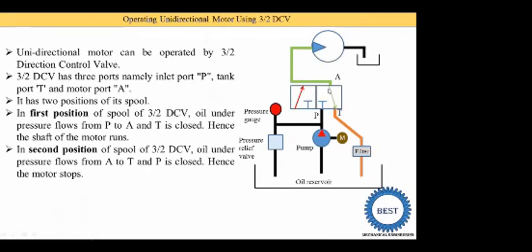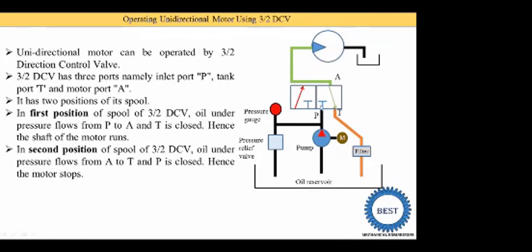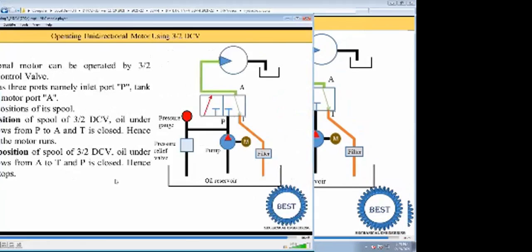Okay, now in the second position of the spool of the 3/2 DCV, oil under pressure flows from A to T. Why is A to T required? Because we need to stop the motor. When we stop the motor, oil present inside this motor is supplied through this pipe into the A port, and from the A port there is one pipe connection. So oil is supplied from port A to port T, and from port T it is supplied to the tank through the filters. And here you see that the P port is closed, and hence the motor is stopped because we do not supply oil to the motor, but we take the oil from the motor. I hope you can also understand the second position.